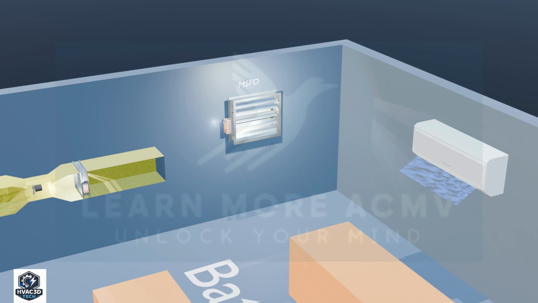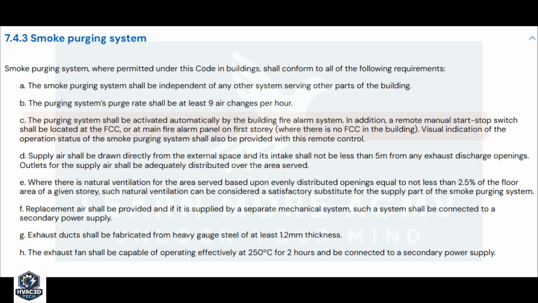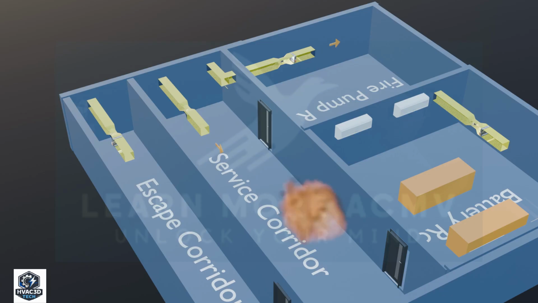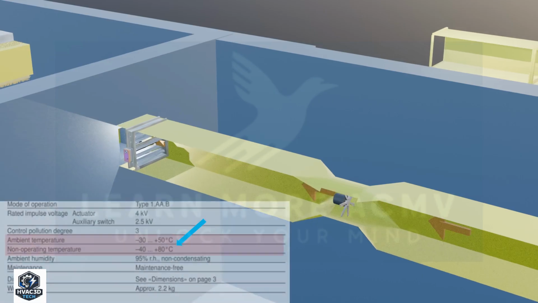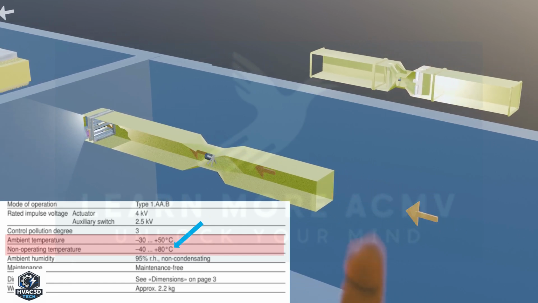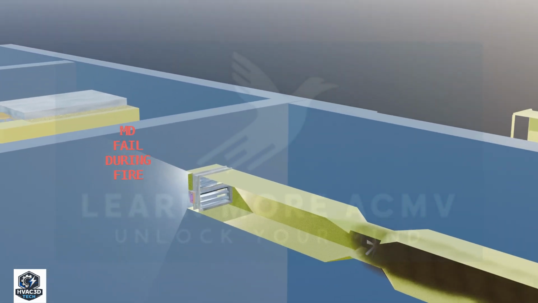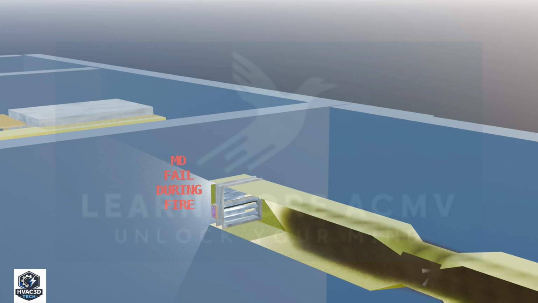If any duct serving the battery room passes through another room or fire zone, the duct shall be fire-rated. However, this requirement does not apply to smoke exhaust fans, as smoke fans are required to remain operational during a fire. During a fire, the smoke temperature can exceed 70 degrees Celsius. However, a standard MD is typically rated to withstand temperatures only up to 70 degrees Celsius, which means the system may be affected during a fire.